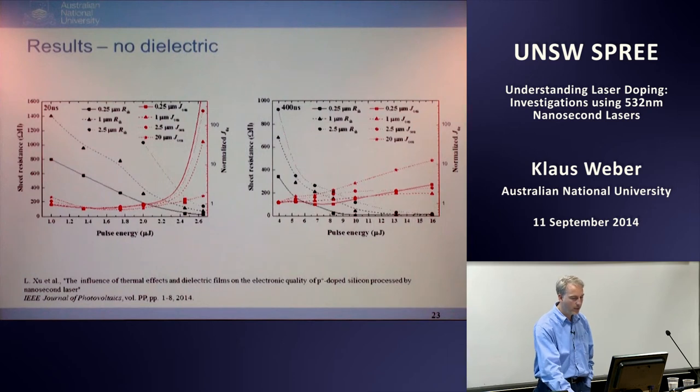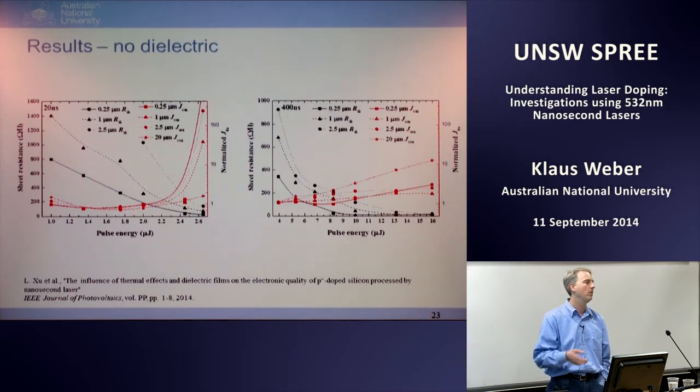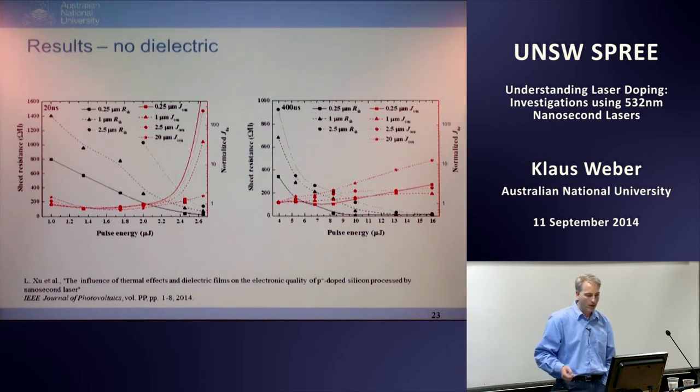There are a couple of other things that we can see here. One of them is that, in general, doing multiple pulses in the same spot actually doesn't degrade that area. So it's not like there's a cumulative defect generation process where every pulse generates more defects. That doesn't seem to be the case. So that's kind of nice to know as well.